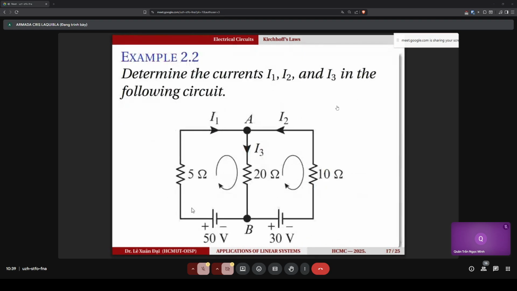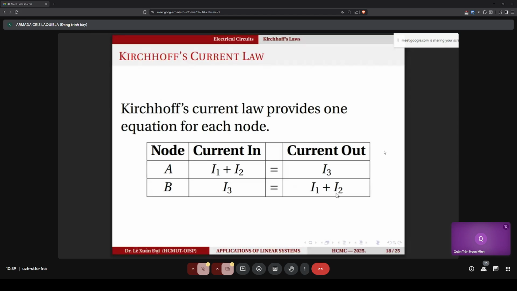Now for node B there, going in is I3 in that direction. And going out are I1 and I2, correct? Look at the lines there. So that's it. I3 is equal to I1 plus I2. And they're just the same, right? These two equations are just the same. This is actually the symmetric property of equality.